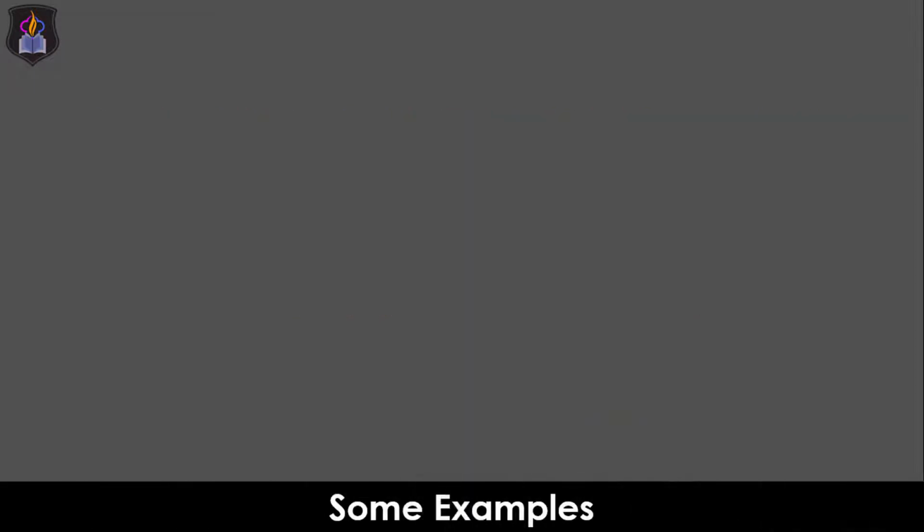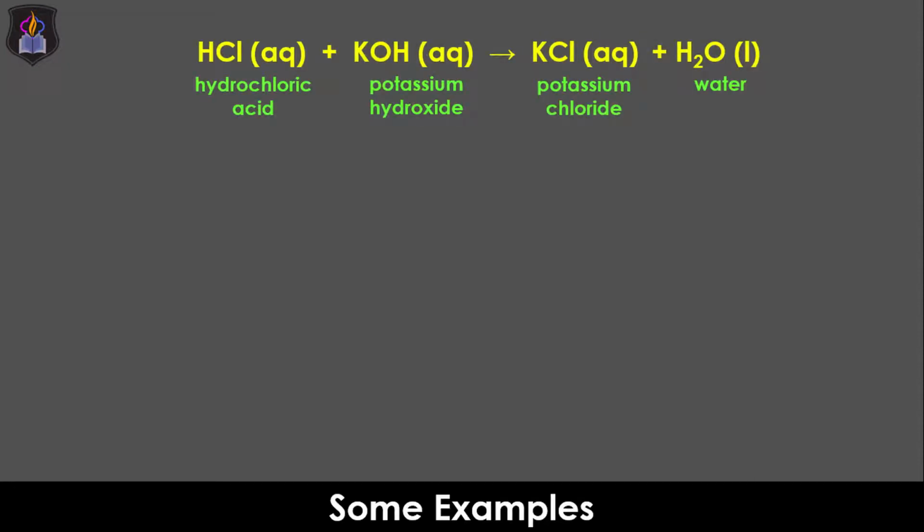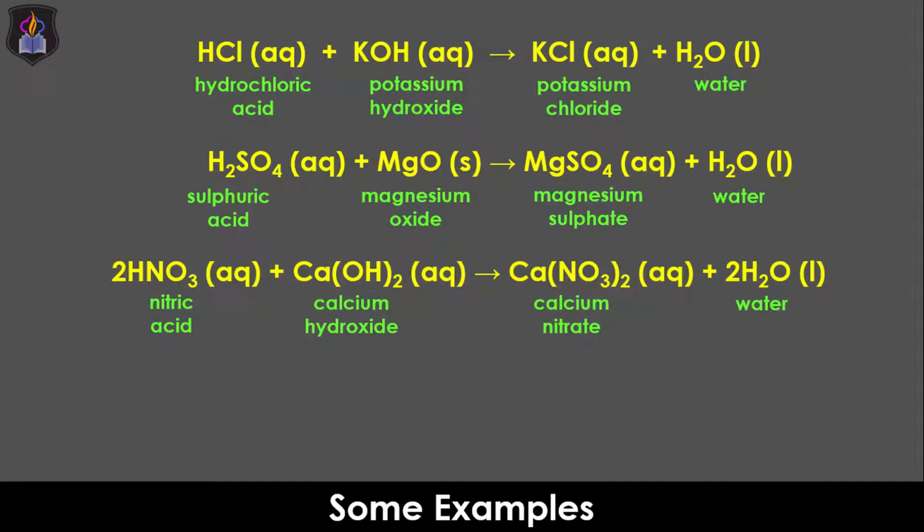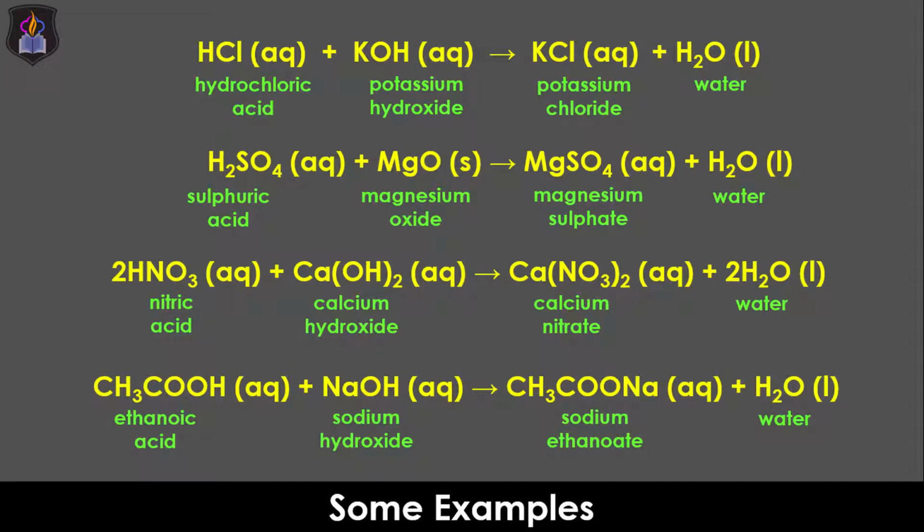There are many examples of neutralization reactions, and we have discussed some of them in the first two parts of this series under the properties of acids and bases. Other examples are the reaction of hydrochloric acid and potassium hydroxide to form potassium chloride and water, the reaction of sulfuric acid and magnesium oxide to form magnesium sulfate and water, the reaction between nitric acid and calcium hydroxide to form calcium nitrate and water, and the reaction of ethanoic acid and sodium hydroxide to produce sodium ethanoate and water.